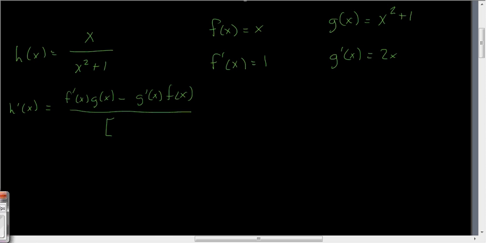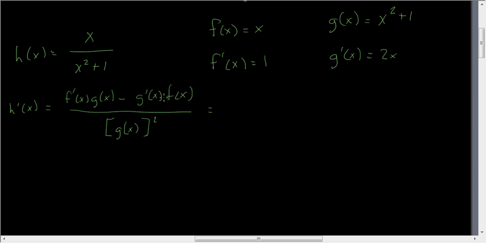All right, continuing on. Over the bottom squared. And as I was saying before, I really would encourage you to write this down each and every time until you get it down cold, so that you're not making any mistakes in the formula. That way you can concentrate on the derivatives.